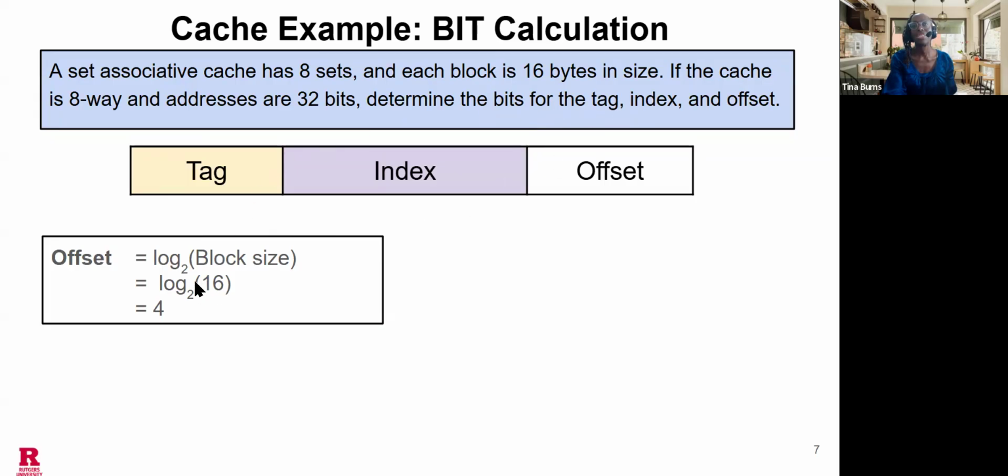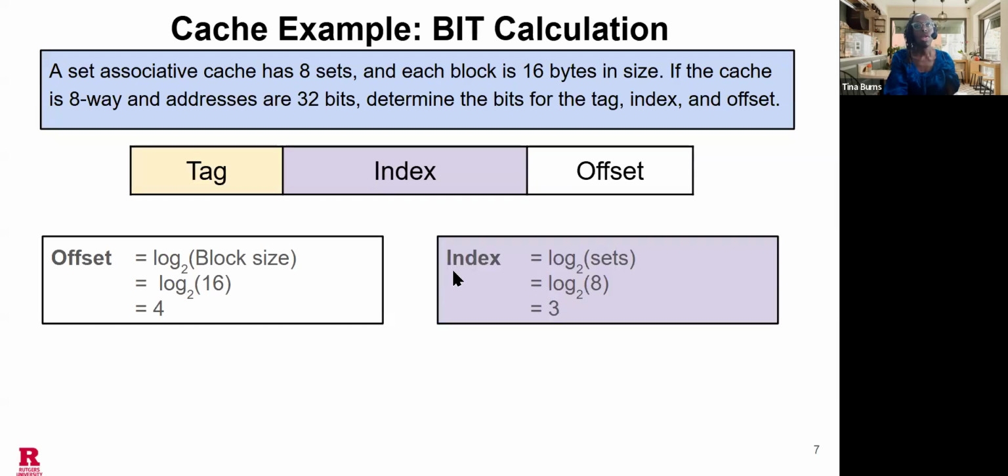If I know I have 16 bytes, I know the number of bits I need to represent each word in a block, I can just take the log 2 of that, and that's where I get 4. For my index, which is going to give you the number of cache sets, I can say log 2 of 8, which should give us a value of 3. And that will be how we determine our index. Then what we're left with is, what can we do to determine our tag? Well, I'm going to actually write this out.